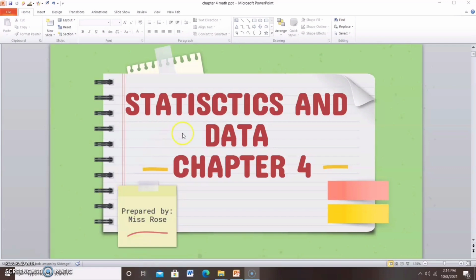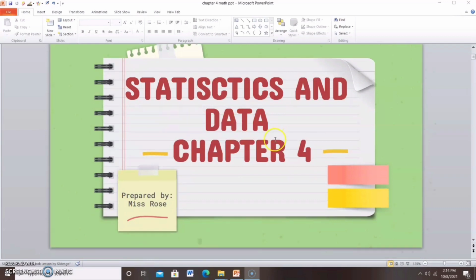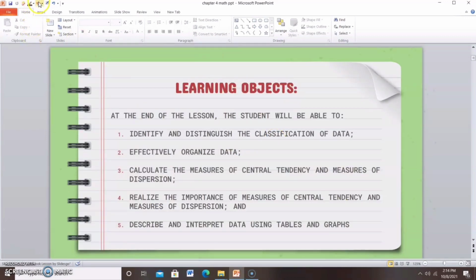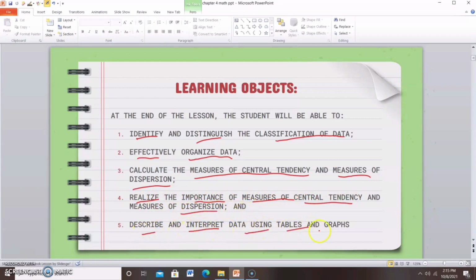Topic for today is statistics and data. So our learning objectives. At the end of the lesson, the student will be able to identify and distinguish the classification of data, effectively organize data, calculate the measures of central tendency and measures of dispersion, realize the importance of measures of central tendency and measures of dispersion, and describe and interpret data using tables and graphs.